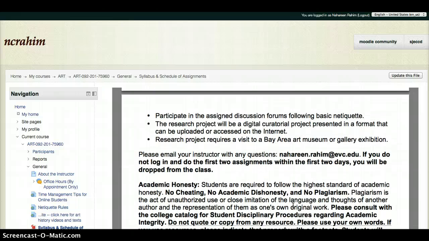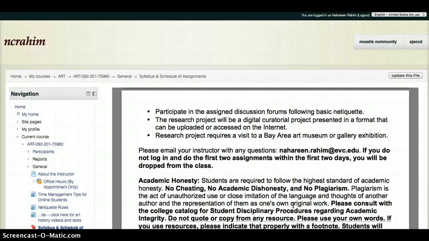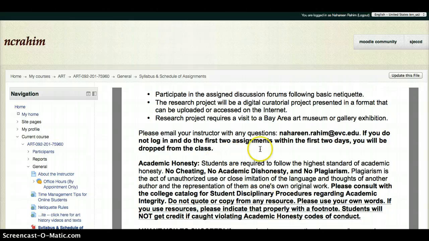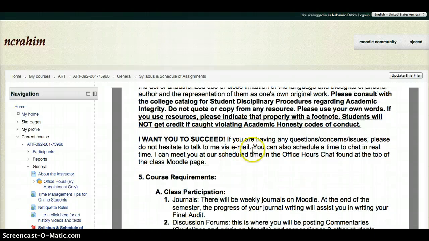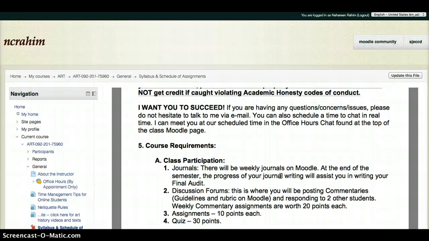So, for all the assignments and components, the guidelines are in that top section of Moodle. So that's where you'll find all the information. If you ever have any concerns, don't hesitate to email me, nahareen.rahim@evc.edu. If you don't do the first assignments and log in within the first 2 days, so that's Tuesday by midnight, you will be dropped from the class. Here's a blurb on academic honesty, no cheating or plagiarism. Again, I'm very accessible to communicate with you if you schedule a time with me via email.